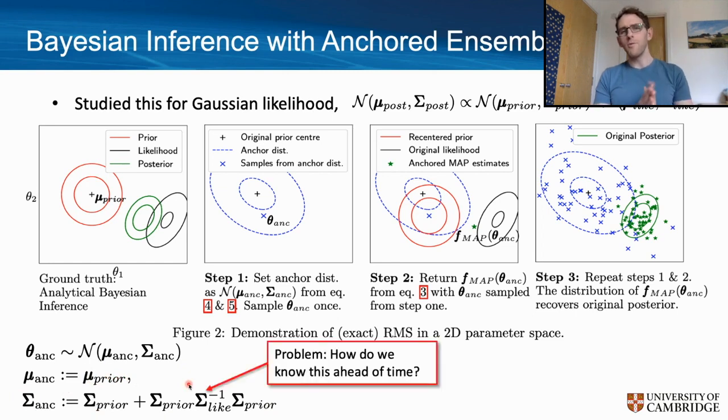And there's one more twist in the tail here, in that it turns out that to set your anchoring distribution properly, you need to know the likelihood covariance. And this is a problem because at the point in the process that we're setting the anchoring distribution, we're unlikely to have access to the likelihood distribution.